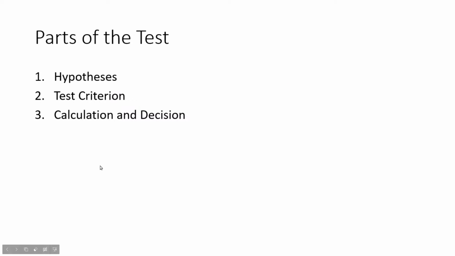So our hypothesis test is a formal process. Doing one is like filling out a form. We have 3 parts. The first of these is the hypotheses themselves. The second is our test criterion. And the third part is where we do the calculation and the decision.